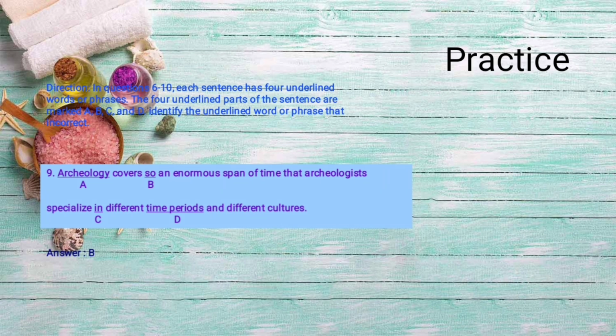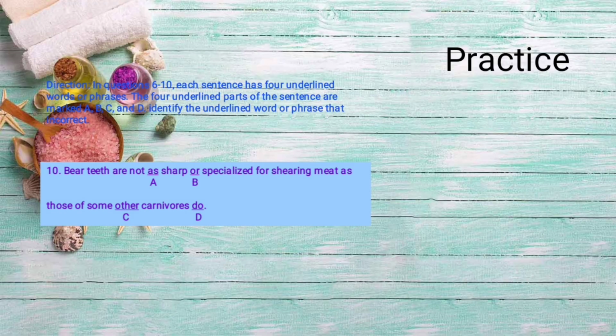The last question, number 10. Bear teeth are not as sharp or specialized for shearing meat as those of some other carnivores do. Okay, try to answer it. Time is up. The answer is A, as, because the sentence explains a comparison. As is not used in this sentence.